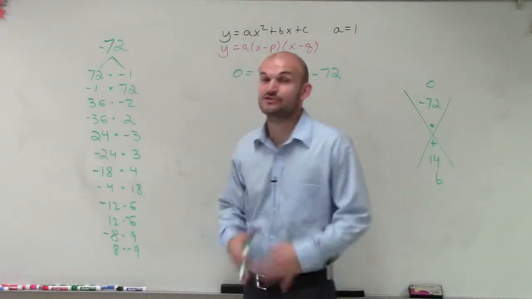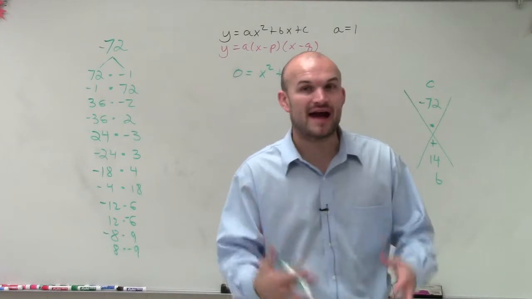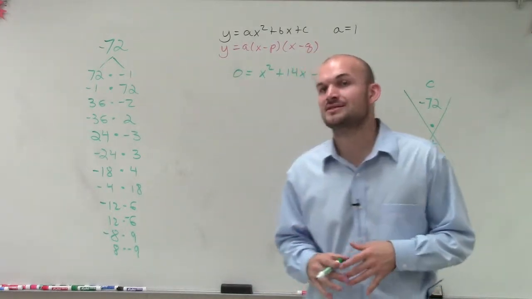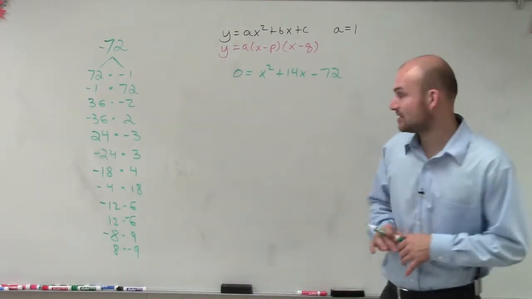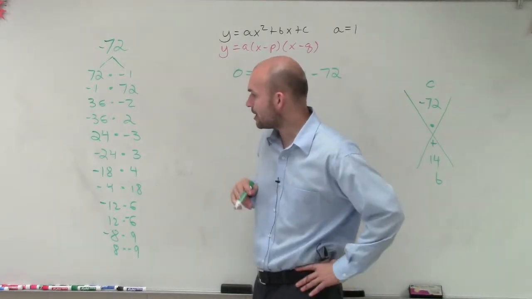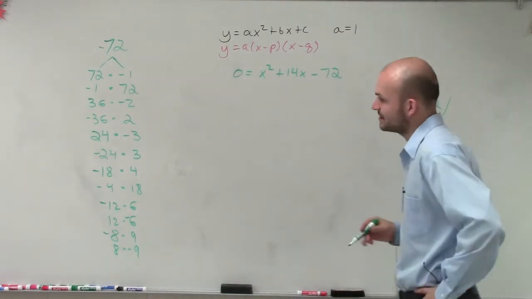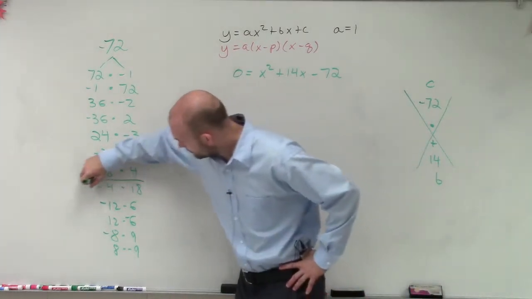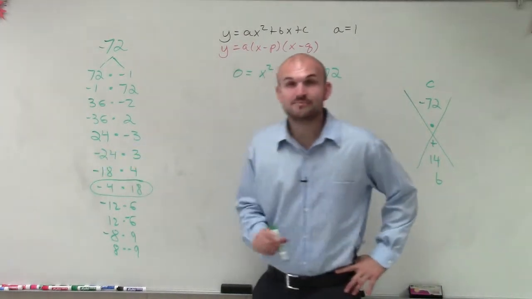So when looking at all these, you can write them all out. But the more and more you factor, the more and more you do this process, the quicker you're going to be able to do these in your head. So therefore, when I write all these down, I look at this and say, all right, what are the only values that add up to give me positive 14? And what you can see is there's my P and Q right here.